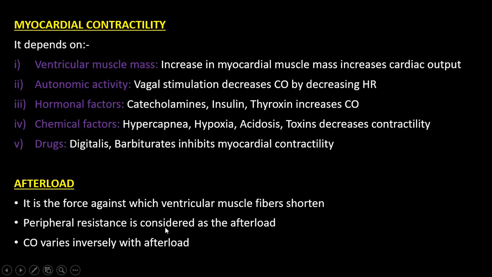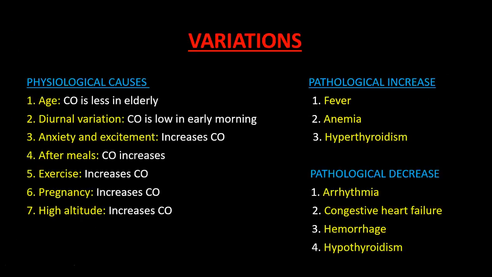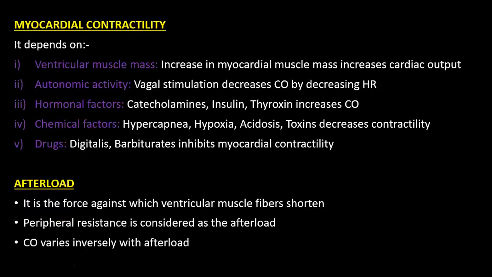Hence, it is called homometric autoregulation. It is because the cardiac output changes without change in ventricular muscle length. So that is all about afterload. So these are the three factors, that is, preload, myocardial contractility, and afterload, affecting stroke volume.